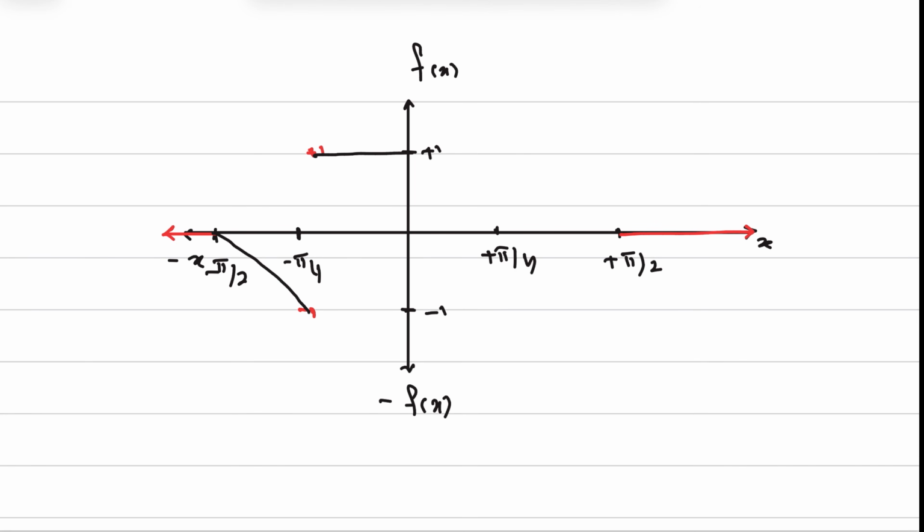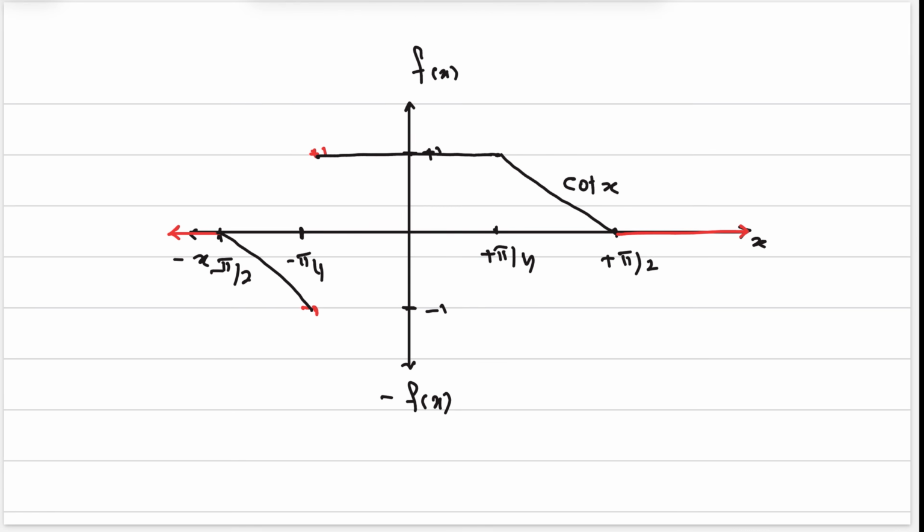And here also at plus pi by 4, it will be horizontal. And from plus pi by 4 to plus pi by 2, there is a curve like this, because it is cot x. This is cot x. This is cot x. And here, this is when function x is equal to 1 plus 1. Please try to understand this.